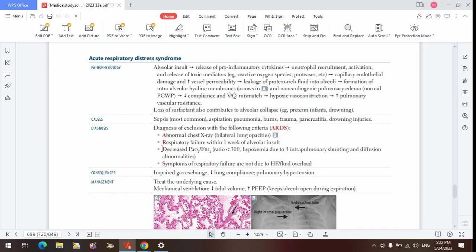The A is abnormal chest x-ray. So you are going to find bilateral lung opacity. There's going to be opacity from the edema. You guys know that someone that has edema, there will be opacity because there's fluid accumulating in that region. So you're going to have bilateral lung opacity, which is the abnormal X-ray.